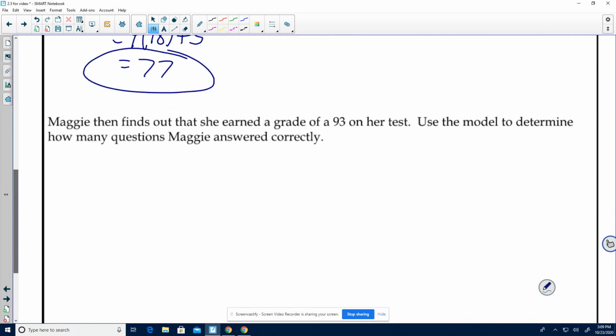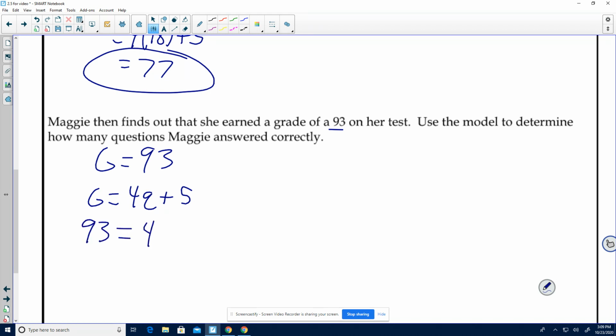Okay? Now the next question says, if Maggie found out that she earned a grade of 93 on her test, how many questions did she answer correctly? So now they're telling us that her grade is 93. We're going to use our same equation, G equals 4Q plus 5. And now we're going to plug 93 in for our G, and we're going to solve for Q.